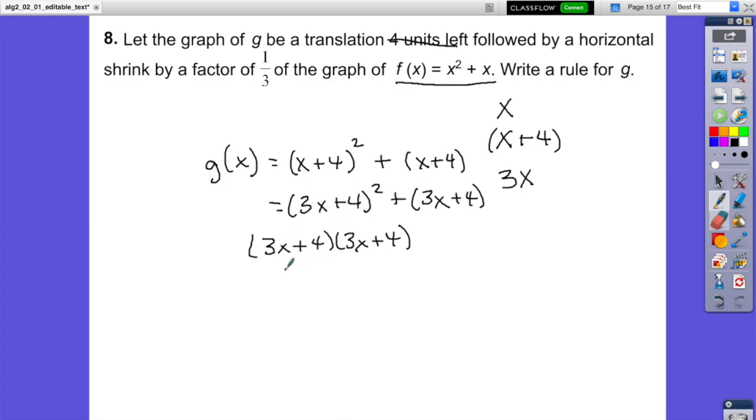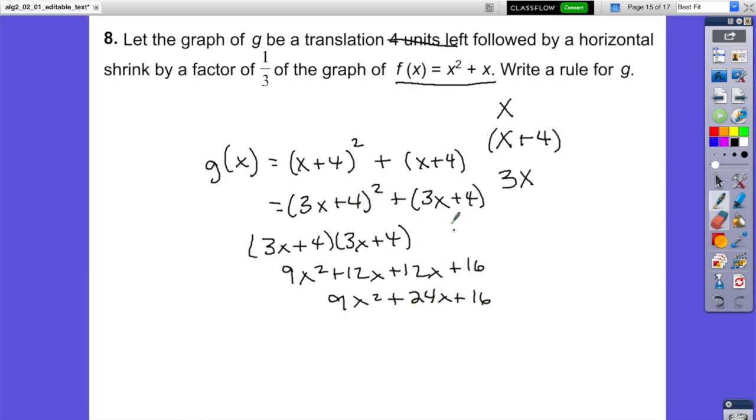So 3x times 3x is 9x squared. 3x times 4 is 12x. 4 times 3x is 12x. 4 times 4 is 16. So this is now 9x squared plus 24x plus 16.